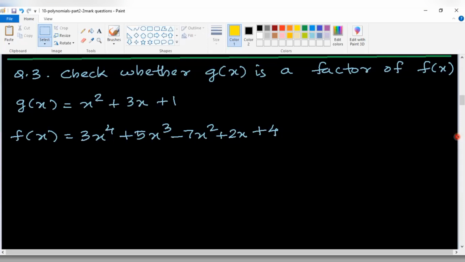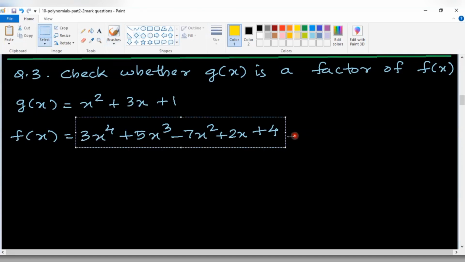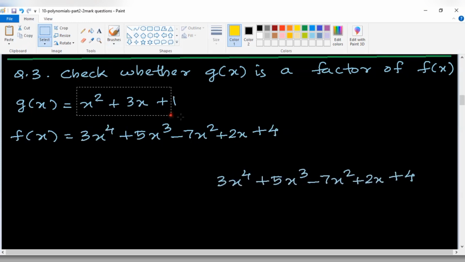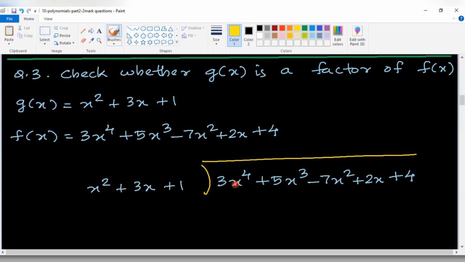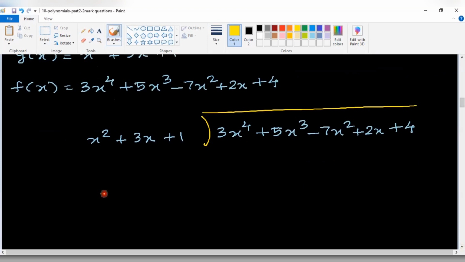Okay. So we have to divide, right? So f of x divided by g of x. So let us take that f of x here. And g of x, we have to do division. Okay, to check whether the remainder is 0 or not. See, first term is 3x raised to 4. So the first step is 3x raised to 4 divided by x square. So here 3 is there and x raised to 4 by x raised to 2.